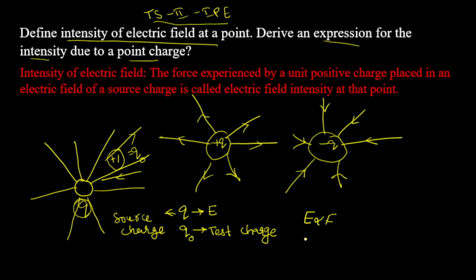Now, this electric field strength is given by force upon Q naught. The electric field strength is nothing but the force applied by the source charge on a unit positive charge. Coming to the definition: the force experienced by a unit positive charge placed in the electric field of a source charge. We place a unit positive charge in the electric field of this source charge, and this unit positive charge experiences a force by the charge Q. This is nothing but the electric field intensity.